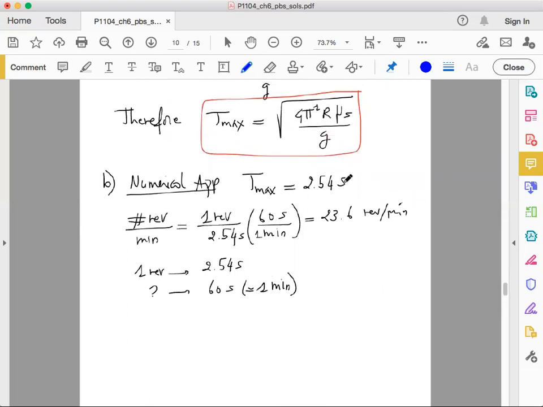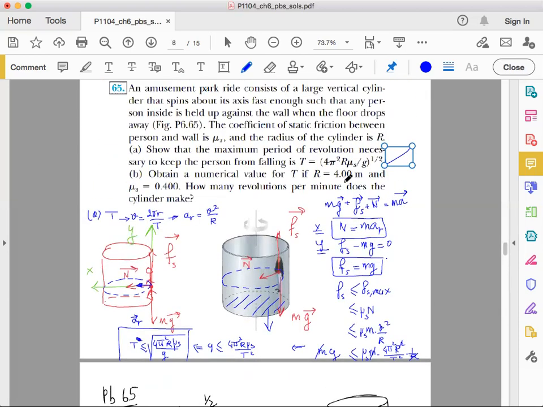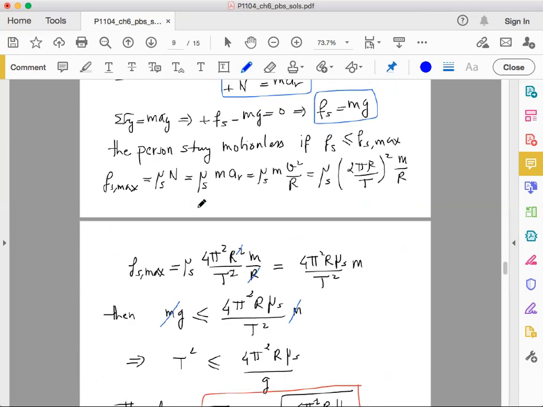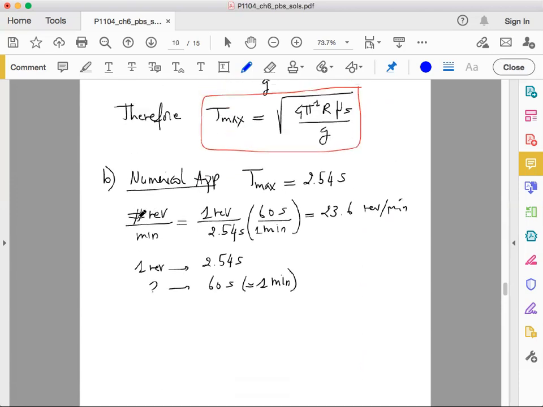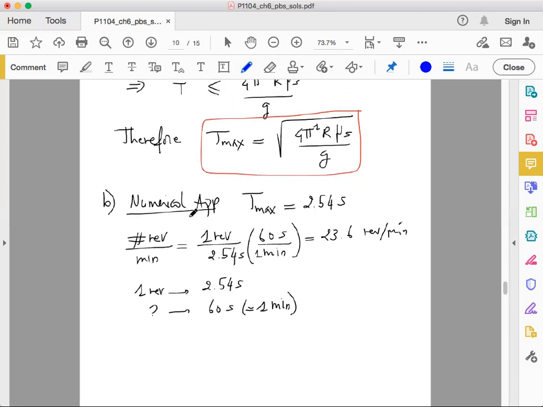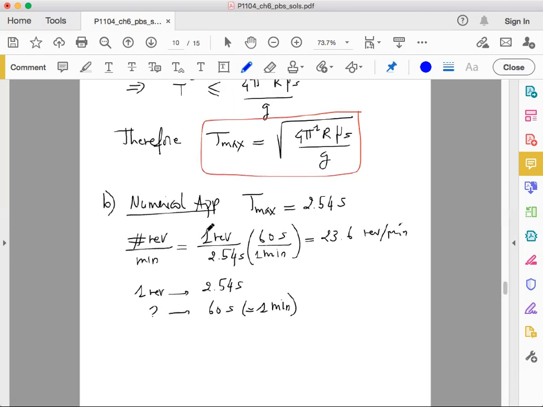Now the continuation of this question was, how many revolutions per minute does the cylinder make? So to know this, you have to see how much time it takes for one revolution, and then see how much time you have, which is 1 minute. So one revolution takes 2.54 seconds. And 1 minute is nothing else than 60 seconds. So you end up with 23.6 revolutions per minute.